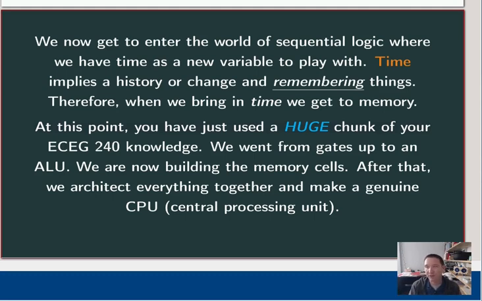At this point in the course, you have used a huge chunk of everything you've learned in ECEG 241, your digital logic course. We've gone all the way up from gates to building an ALU. You're able to do processing. Now you can add, you can subtract, you can do logical negation, ORing, etc. You can do all that just with gates that you have made. Now what we're going to do is start architecting this so everything comes together and we can build a genuine CPU, or central processing unit. They're really the core and brains of the computer.